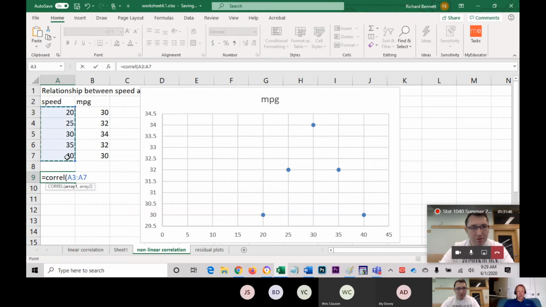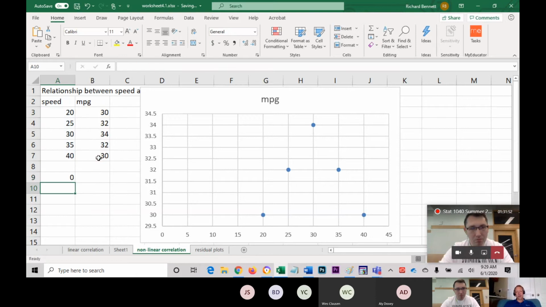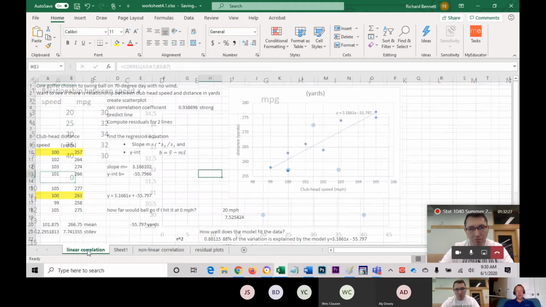Correlation coefficient. And I get a correlation of 0. Would it be appropriate to say that there is no correlation between speed and miles per gallon? No. It would not be appropriate. That's correct. Because the scatter plot doesn't back up that 0. Clearly, you can see that this almost looks like a triangle here. It's definitely a curve. So make sure that when we're doing this, we can properly do this.